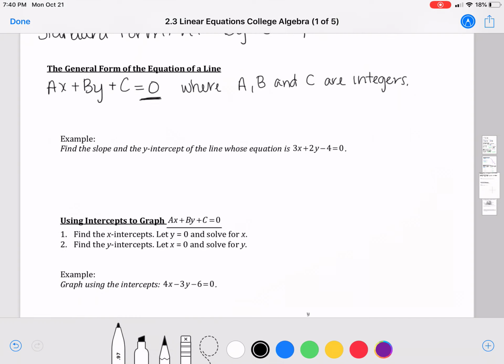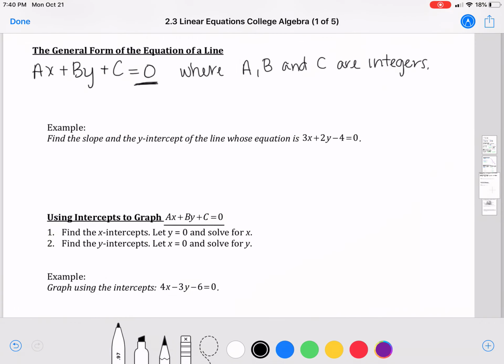The first thing we're going to do with that is, if we have an expression or an equation in general form, we want to use it to find the slope and the y-intercept of the line. Remember, if we want to find the slope and the y-intercept, we want to go into slope-intercept form, which is y equals mx plus b.